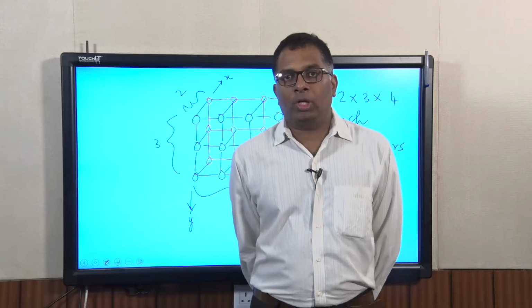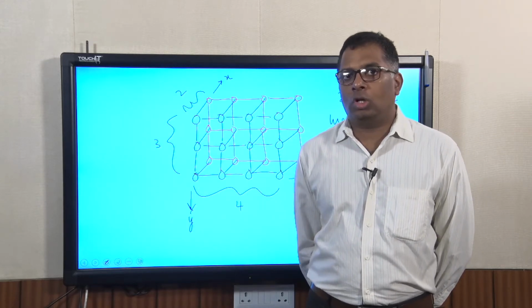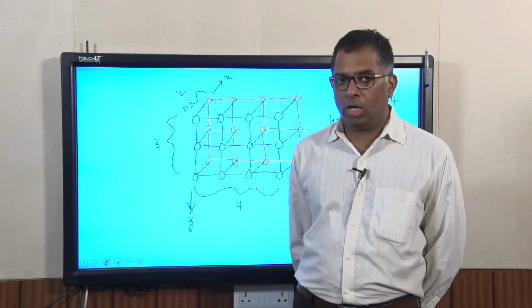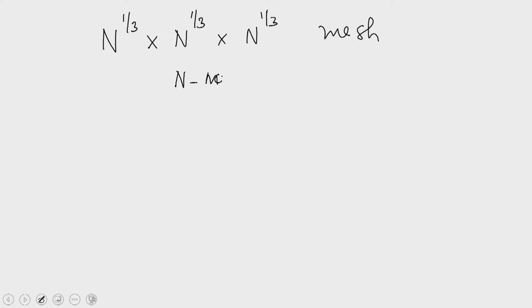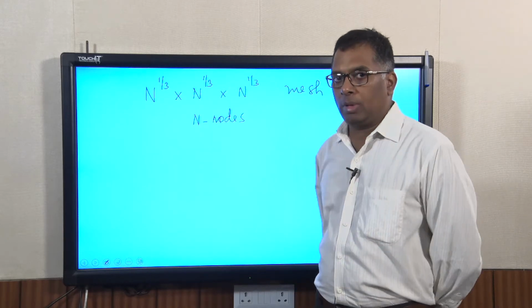Then of course we can go on from a three-dimensional mesh to a four-dimensional mesh. You take points in 4 dimensions and connect them up. In general, you can talk about a k-dimensional mesh for any number k. Now let us consider a three-dimensional mesh which is n^(1/3) by n^(1/3) by n^(1/3). This has a total of n nodes, and these nodes are arranged in the form of an n^(1/3) by n^(1/3) by n^(1/3) mesh.